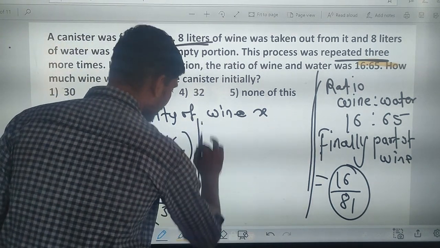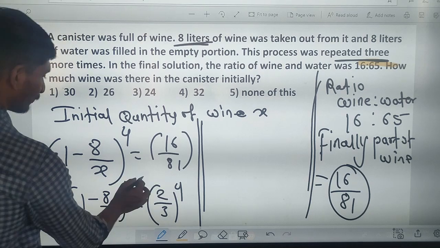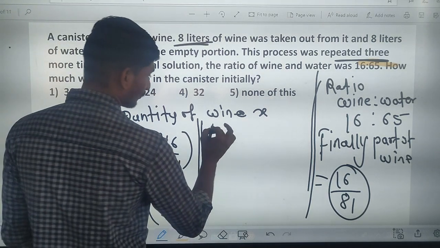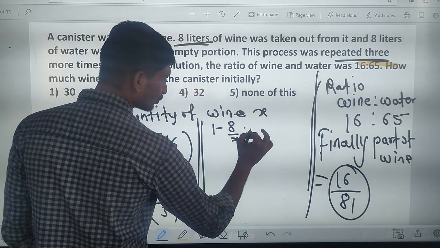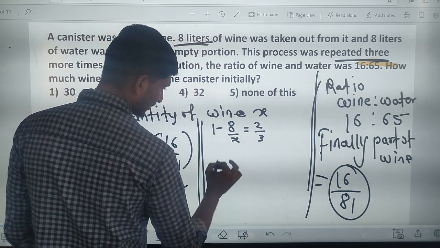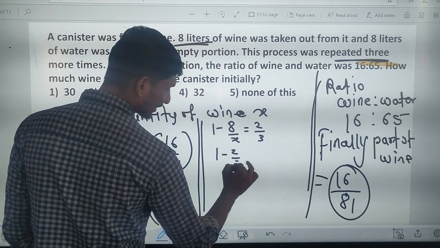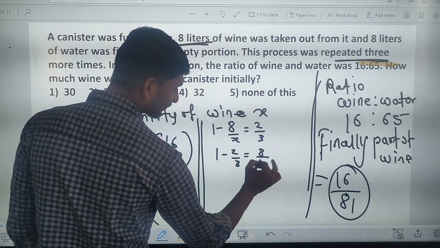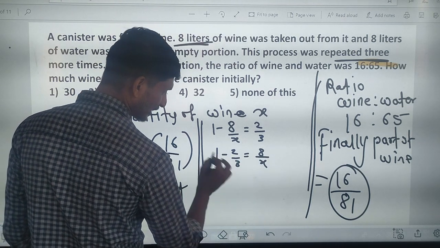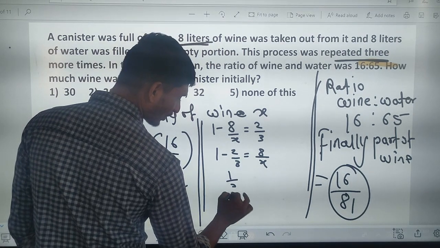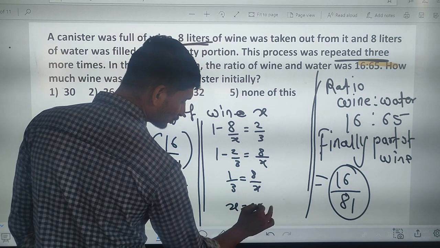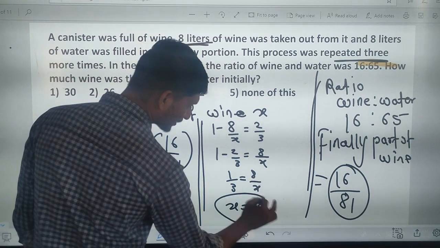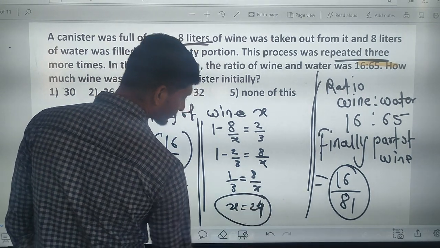Now we solve here. The power 4 gets cancelled. 1 minus 8 upon x is equal to 2 by 3. Then 1 minus 2 by 3 is equal to 8 divided by x. Now cross multiplication: 1 by 3 is equal to 8 upon x. Now x is equal to 24.